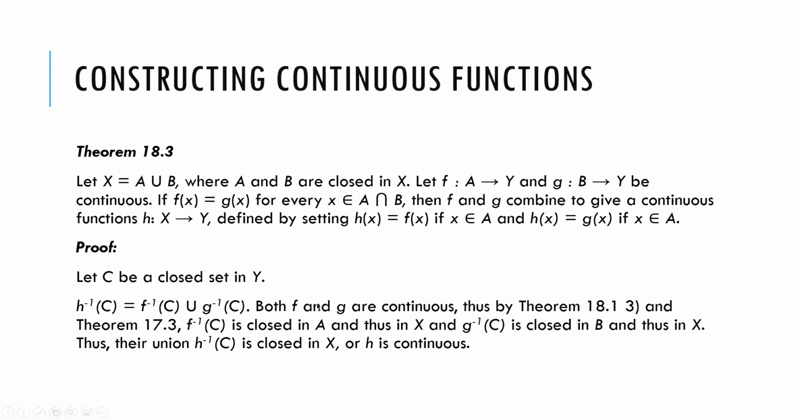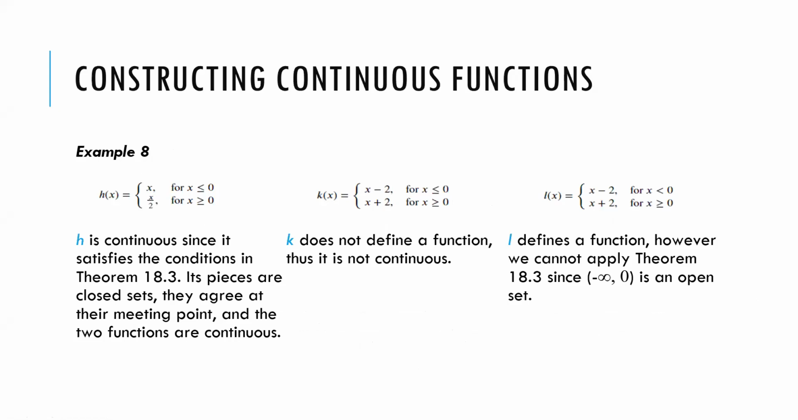So basically by theorem 18.3 and theorem 17.3, which says that if Y is a subspace of X and A is closed in Y and Y is closed in X, then A is closed in X. Thus, the inverse image of C by F is closed in A and also in X, since A is closed in X. And the same goes for the inverse image of C by G, which is closed in B, and B is closed in X, thus it is closed in X. And thus their union, which is the inverse image of C by H, is closed in X, and H is continuous.